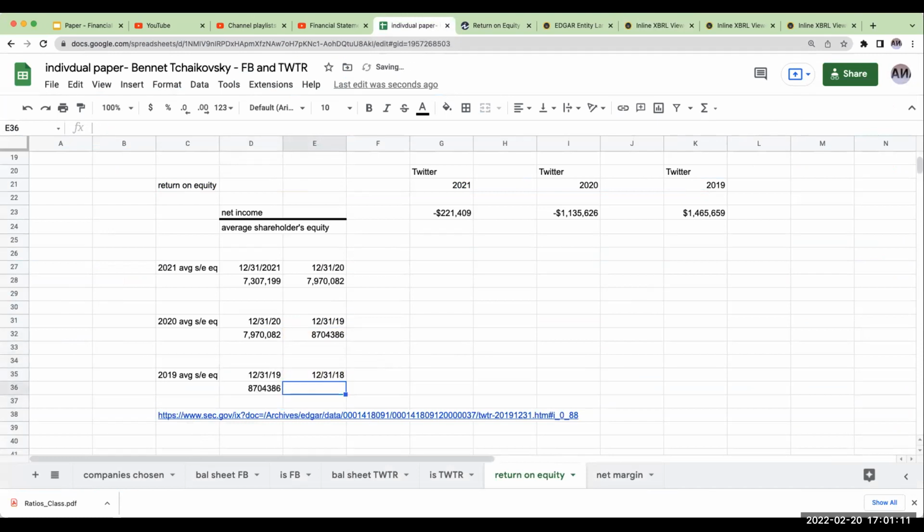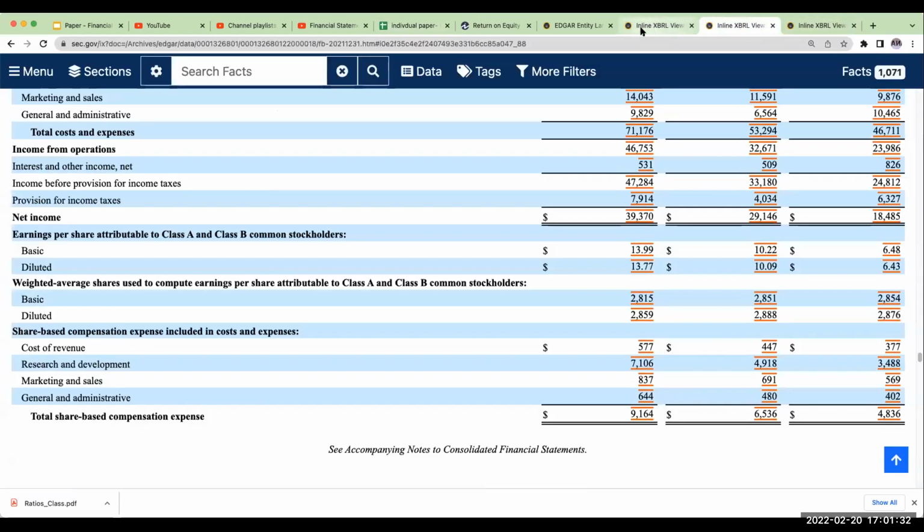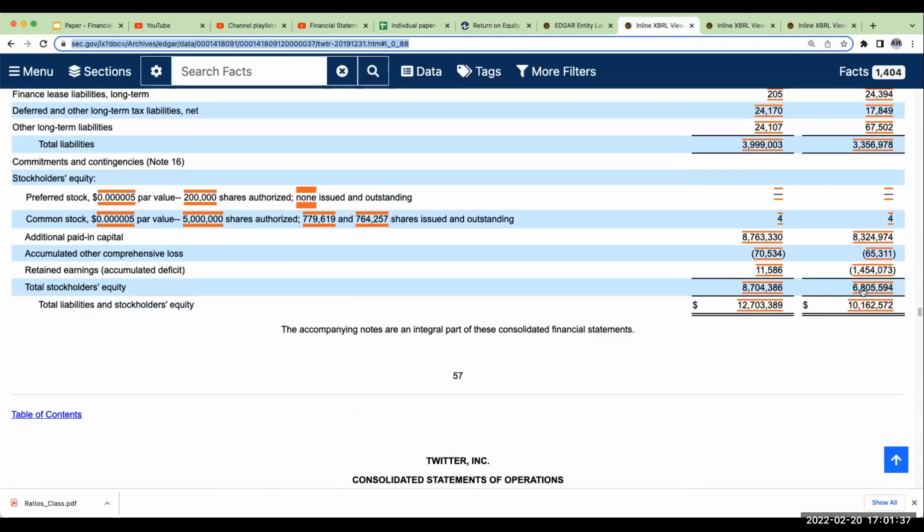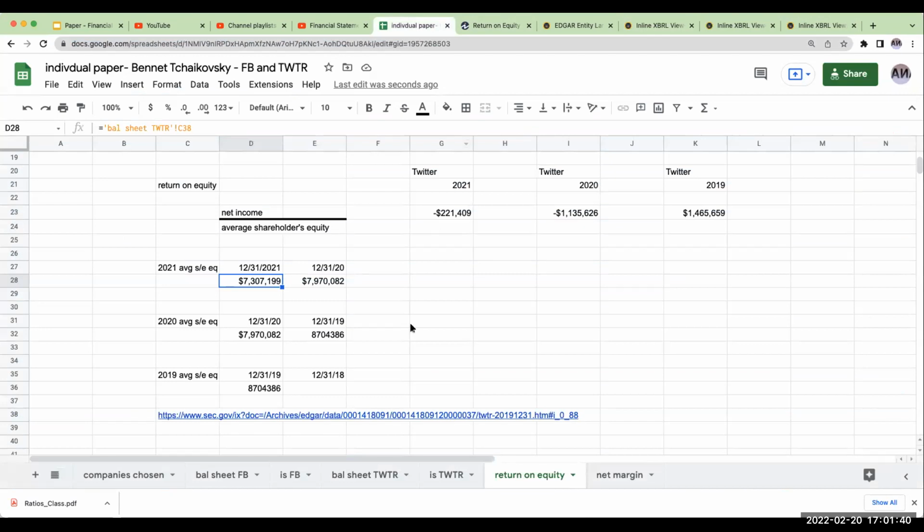And our shareholders' equity for 12/31/18 for Twitter. Remember, when we're looking at Twitter, these amounts are in thousands. So this is going to be 7.3 billion. Whereas for Facebook, those amounts are already in millions of dollars. And then over here for Twitter, this is going to be 6,805,594.